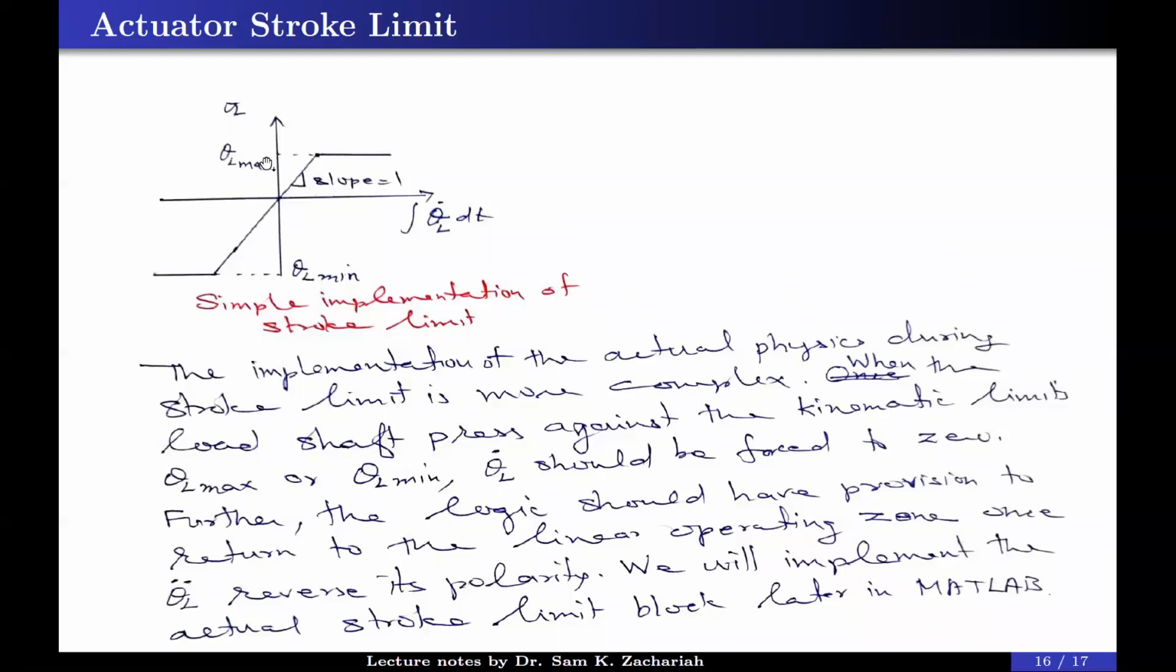That's why I put two values, theta L max and theta L minimum. And the slope here is 1 because we are only explaining the limit. And the deflection you obtain by integrating the corresponding rate. That's why I put integral of theta L dot dt. That is the quantity which is going to be limited by plus theta L max or minus this limit.